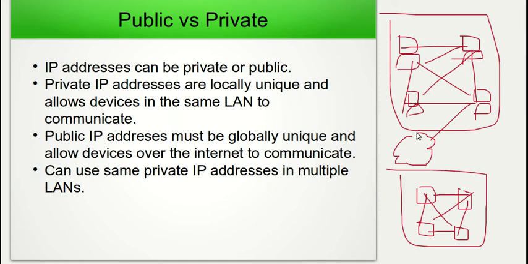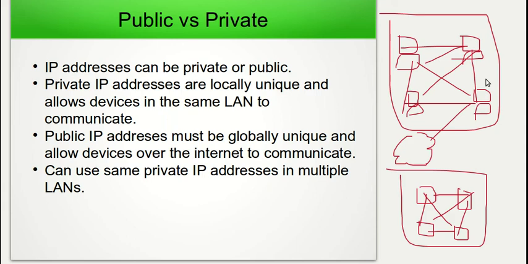A public IP address is globally unique, so no two devices would have the same public IP address, but devices can have the same private IP addresses. And with the public IP address, when it is used to access the internet, it's a globally unique IP address, which means that when devices access the internet, no two devices can use the same public IP address. But as you can see in our example, devices can use the same private IP address, and that's what's used.